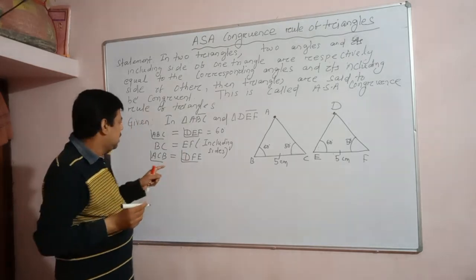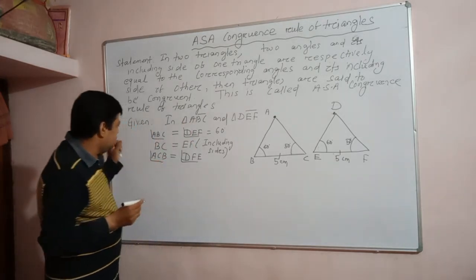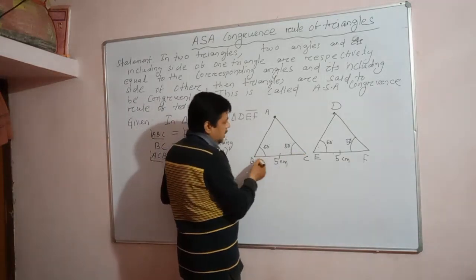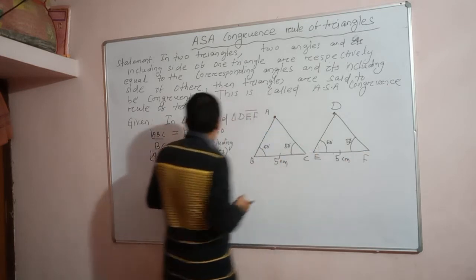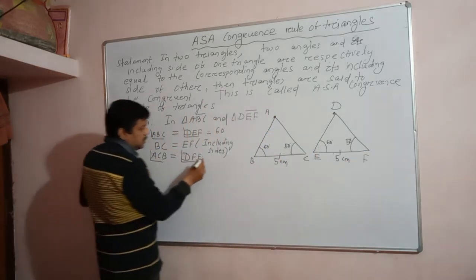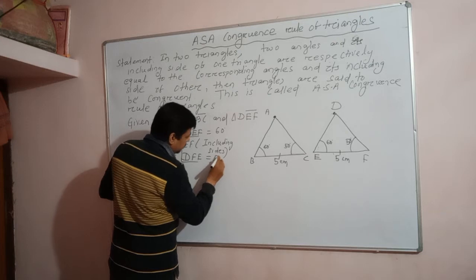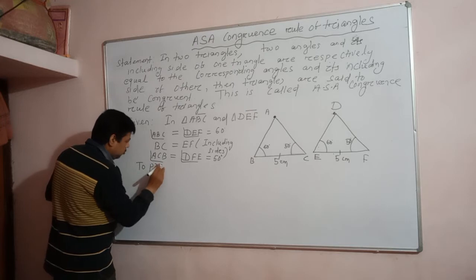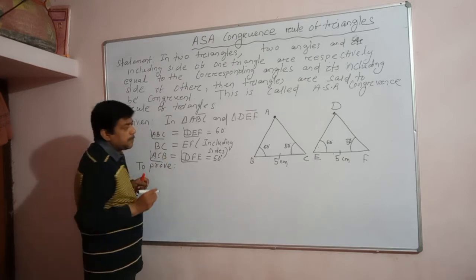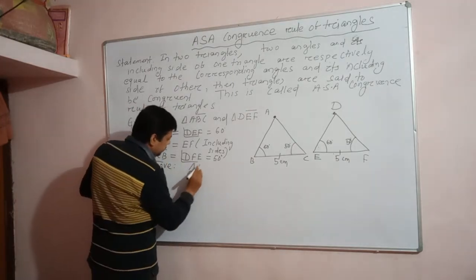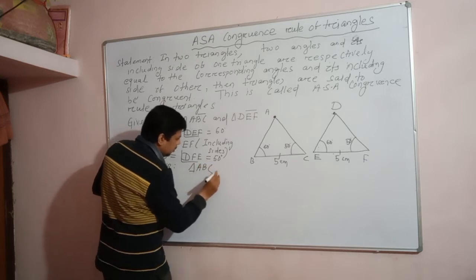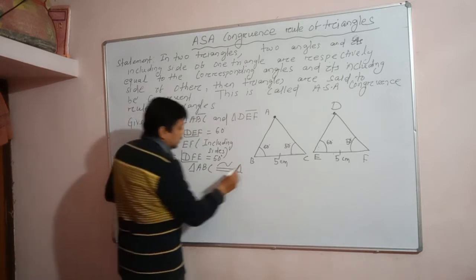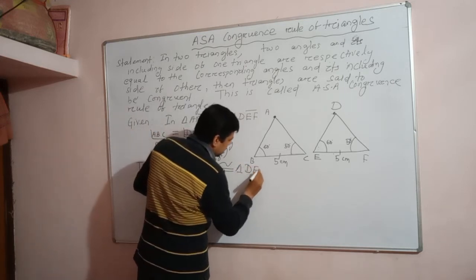That's why you have to write in the proper order. Their corresponding parts should be written in proper order. Angle ACB, so now you see angle ACB is equal to angle DFE, which is given. Suppose I take 50 degrees. Then to prove triangle ABC congruent to triangle DEF.